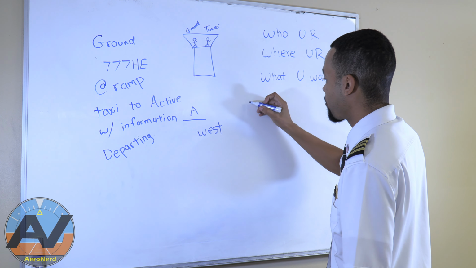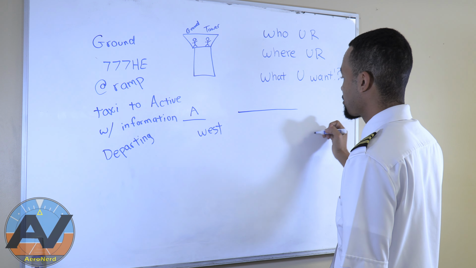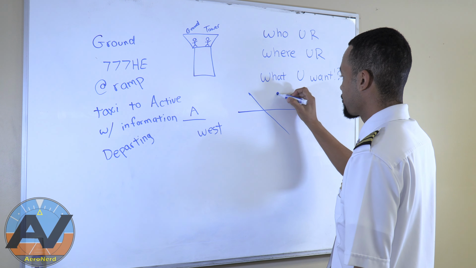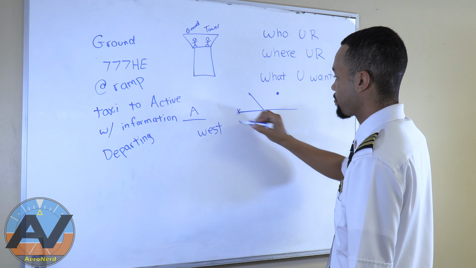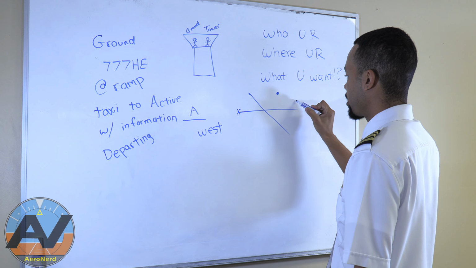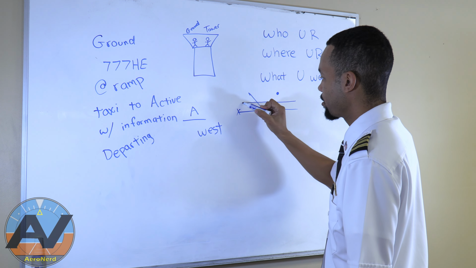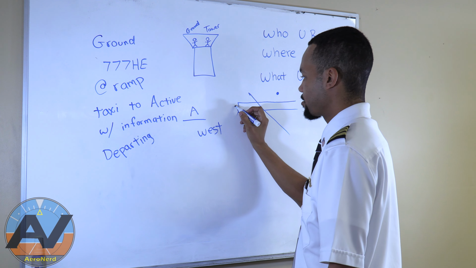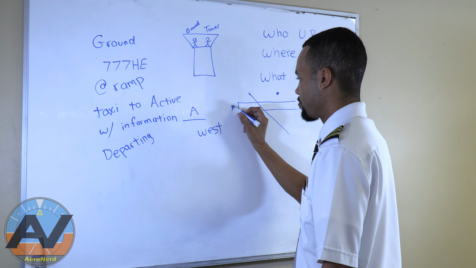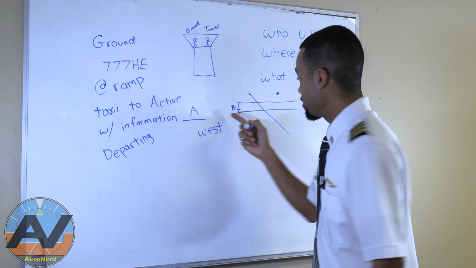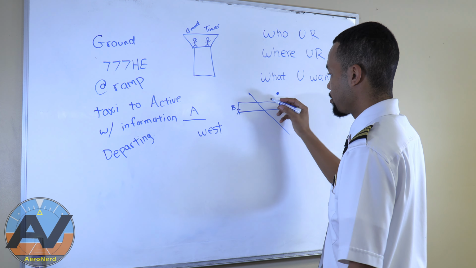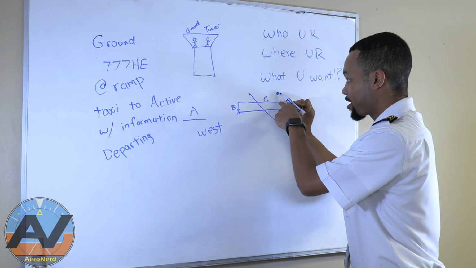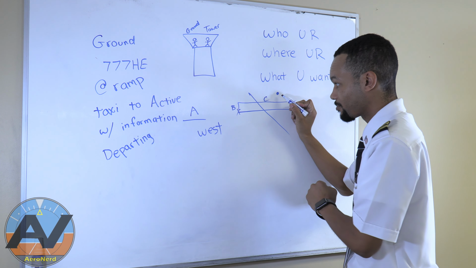So let's say your airport diagram looks like this and looks like that, and you are right here, and here is the active runway. There is a taxiway that goes from here. There's another taxiway that goes here. Let's say that this taxiway is B. So B is Bravo. This taxiway is, let's say, Charlie. So if you're right here, how are you going to get through here?